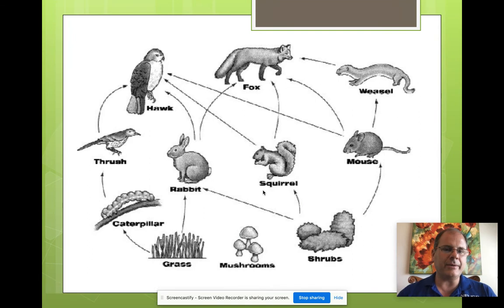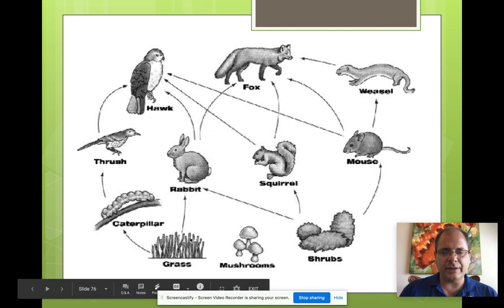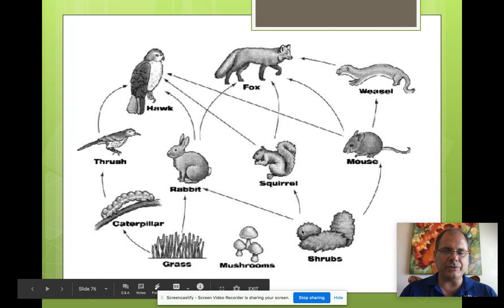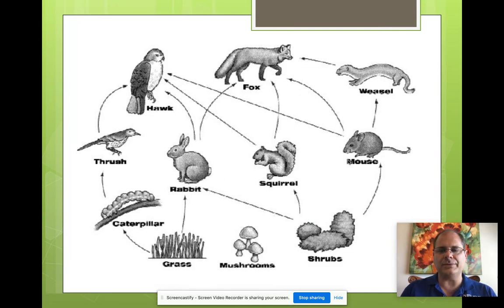Here's a better diagram. I can show you where the energy flows. The arrow is where the energy flows. So we have energy from the grass going into the rabbit, energy from a shrub, a bush, going into the rabbit and the squirrel and the mouse. The energy from the mouse goes into the hawk, into the fox, and into the weasel, and so forth.